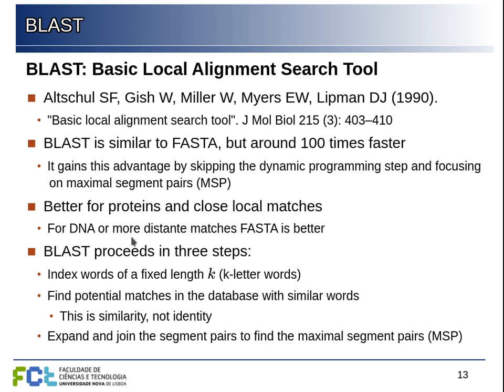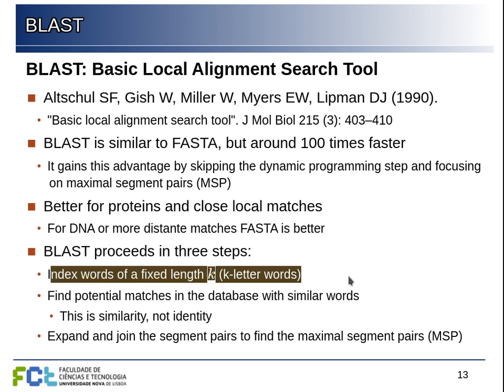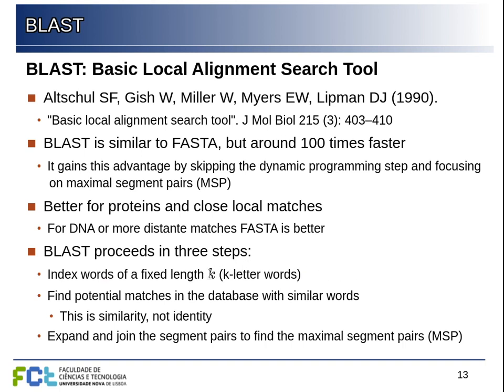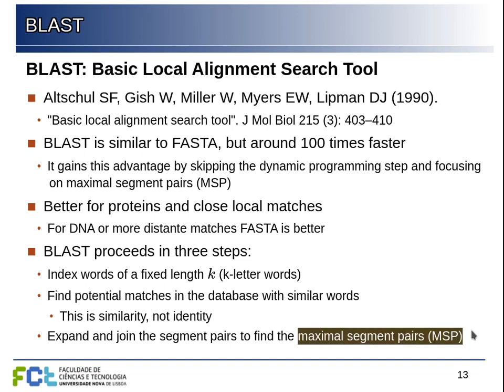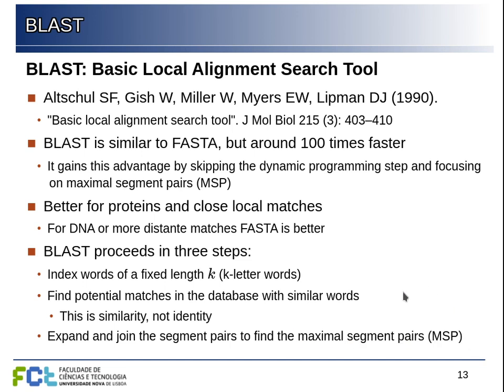matched together. And basically BLAST also starts with this index of words, but unlike FASTA, it's not going to find the matches by identity but by similarity. So it has larger words indexed, and it will match our query sequence with sequences in the database according to those indexed words. And then it's going to expand and join these segments, these matching words, in order to find these maximal segment pairs, which are subsequences that maximize the local alignment there.